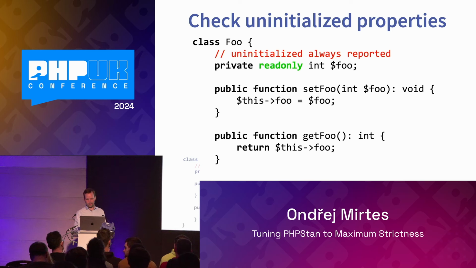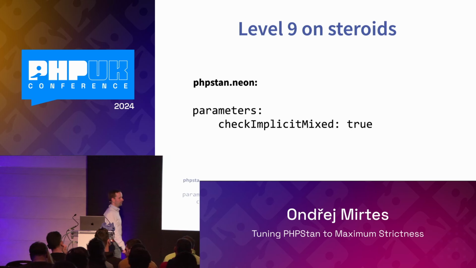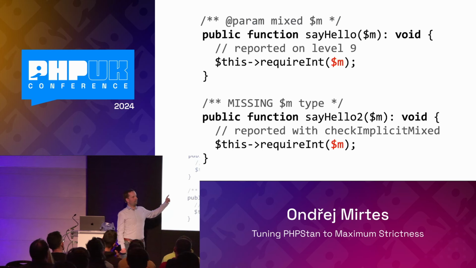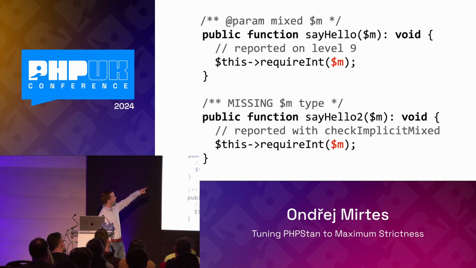All right, if level 9 is not enough for you and you want even more, you can set check implicit mixed to true, and you will get even more errors related to mixed. On level 9, you need to have a type hint. It doesn't matter if it's a PHPDoc or a native type hint. You need to have a type hint of type mixed. And the first method on top of the screen is going to be reported on level 9.